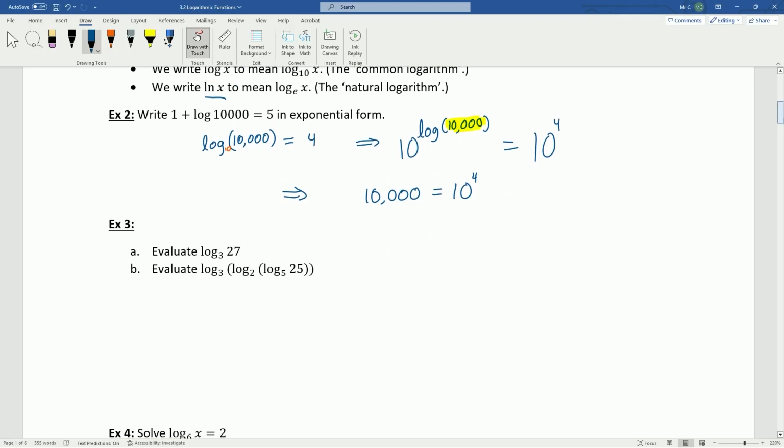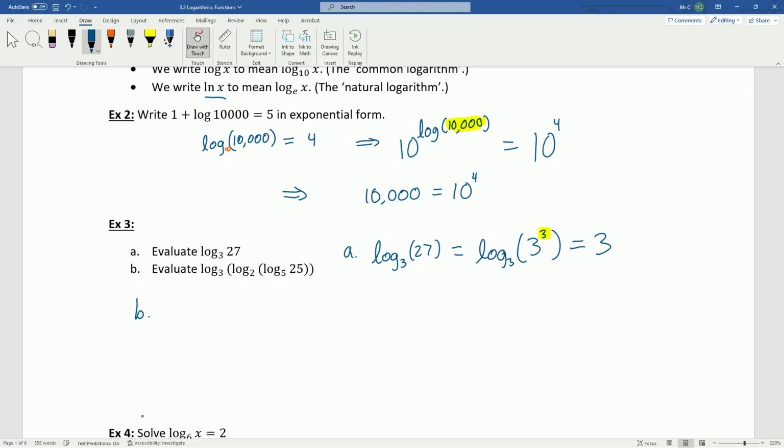Okay, so now let's take a look at this example 3. First, we'll start with evaluate log base 3 of 27. So what do I notice about 27? Well, 27 is actually a power of 3. So I can rewrite this as log base 3 of 3 cubed. And log base a of a to the x is x. X in this case is 3. So this is 3.